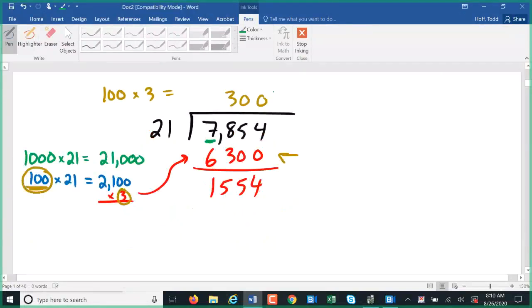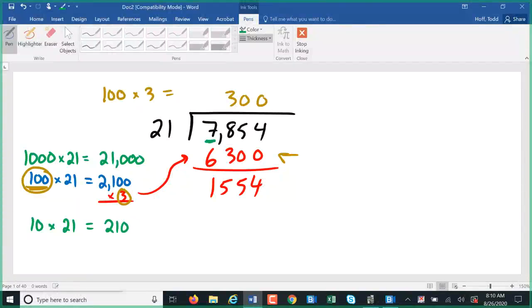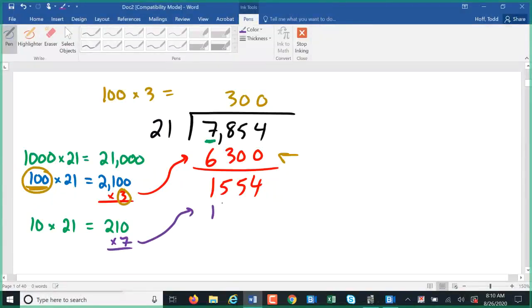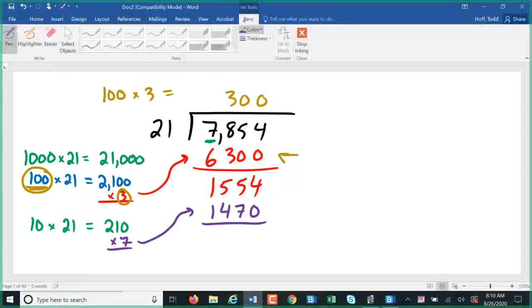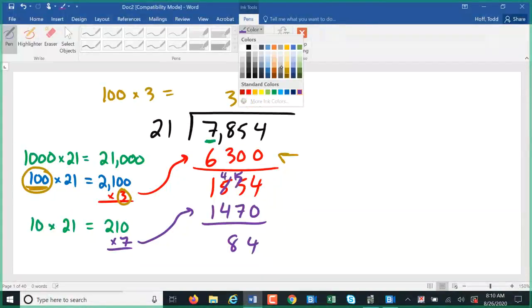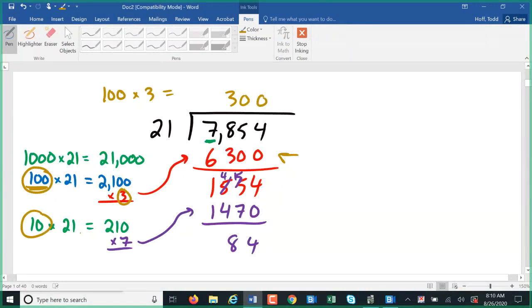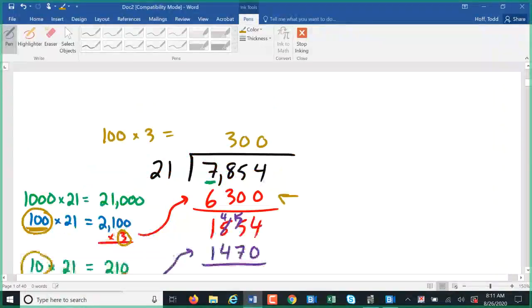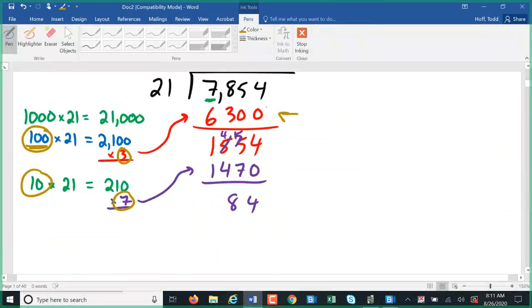My next place value is the tens. 10 times 21 is 210. I can subtract that from what's left. Looks like 7 times. So 210 times 7 is 1,470. I subtract, borrow here, 84 is left. Well, again, what I subtracted was 10 21s, and I did it 7 times. So 10 times 7 is 70. I just subtracted 21 70 more times.